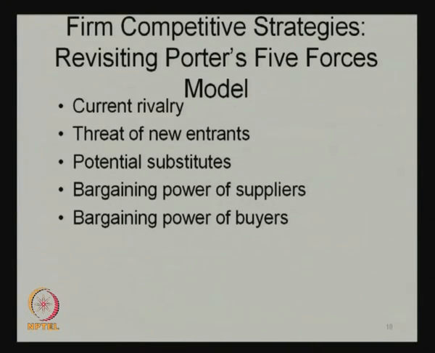If the buyer has more bargaining power, then as a seller we have to sell at the price dictated by them rather than by us. So, these are the things that one has to look at for finding out the position of a particular company in a particular context.